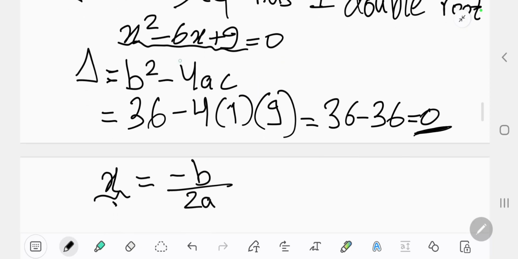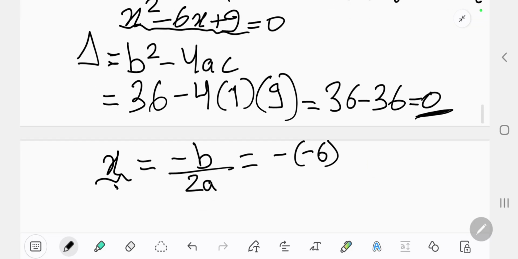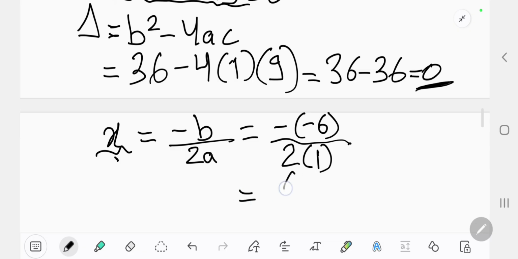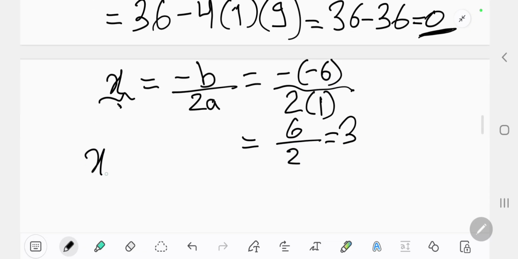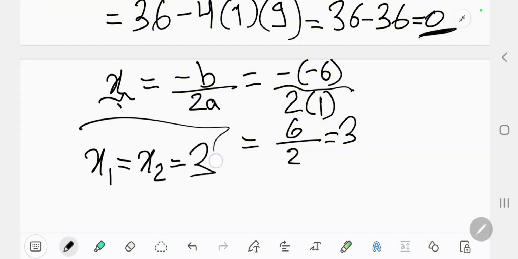Okay, so let's try. What's b? It's minus 6. So we have minus times minus 6. Don't put minus 6 because here it's minus 6, it's not plus 6. Gotta watch out for that. Over 2 times 1, which is a, because here a is 1. It's equal to 6 over 2, which is equal to 3. That means solution 1 is equal to solution 2, which is equal to 3.